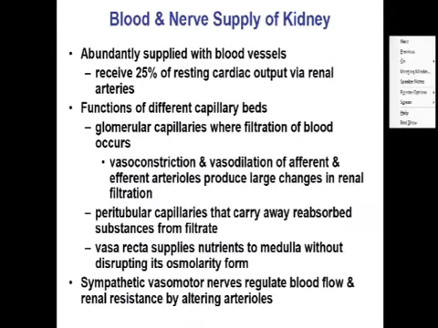Let's talk about the blood and the nerve supply of the kidney. Abundantly supplied with blood vessels, it receives 25% of the resting cardiac output via the renal arteries. The functions of the different capillary beds: glomerular capillaries, where filtration of blood occurs, and vasoconstriction and vasodilatation of afferent and efferent arterioles produce large changes in the renal filtration. Peritubular capillaries carry away reabsorbed substances from the filtrate. Vasa recta supplies the nutrients to the medulla without disrupting its osmolarity.